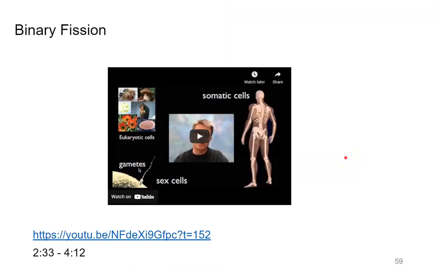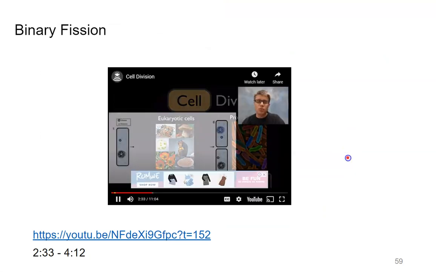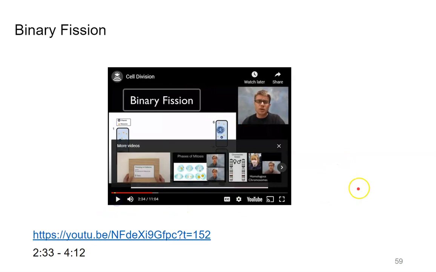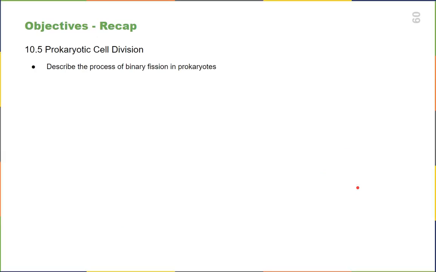Alright, so there's a nice video that goes over binary fission there, and that is it. So that's all I have for chapter 10. Hopefully now you can describe what prokaryotic cell division is, what eukaryotic cell division is, and what cancer is and why cancer happens. Alright, see you later.